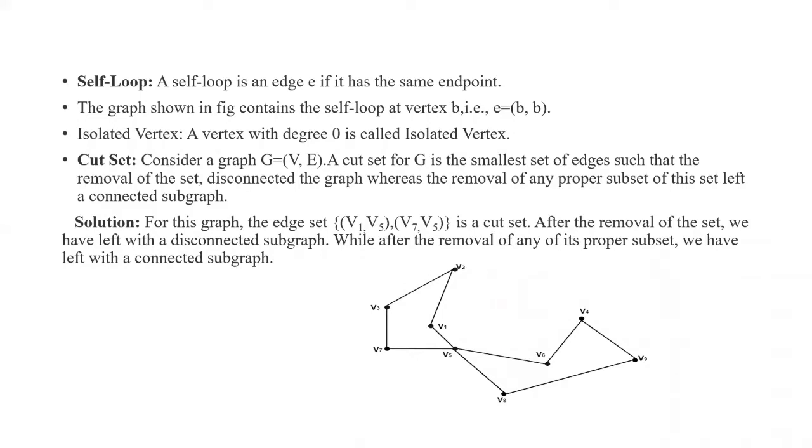Hello friends. So last lecture we have studied some basic points related with this graph. So now in today's lecture we will see what is self loop, what is a cut set. So a self loop is an edge E if it has the same endpoint.